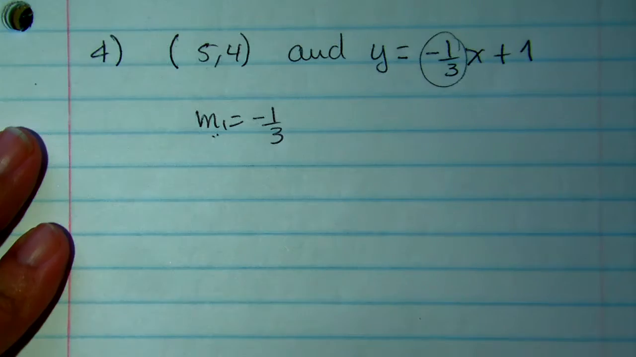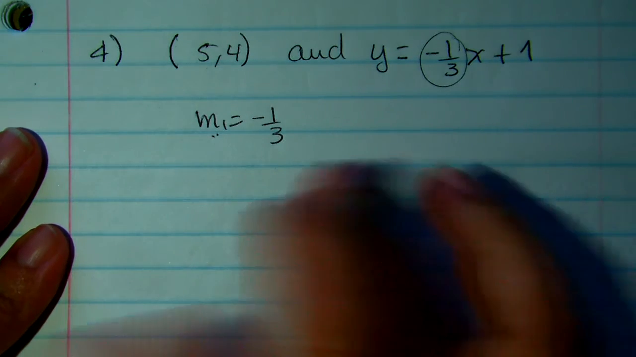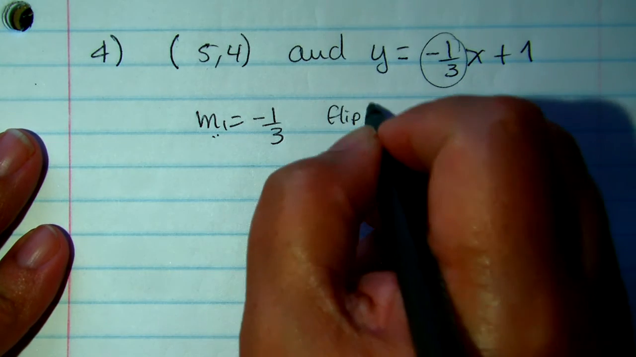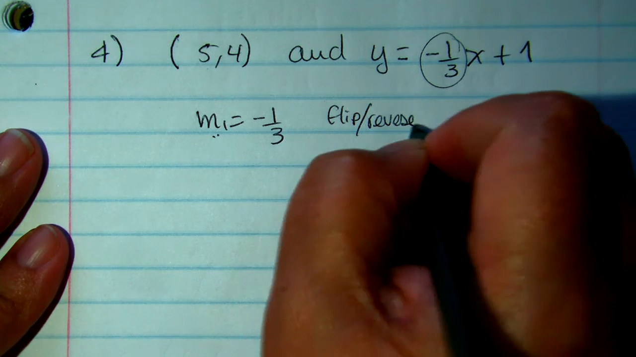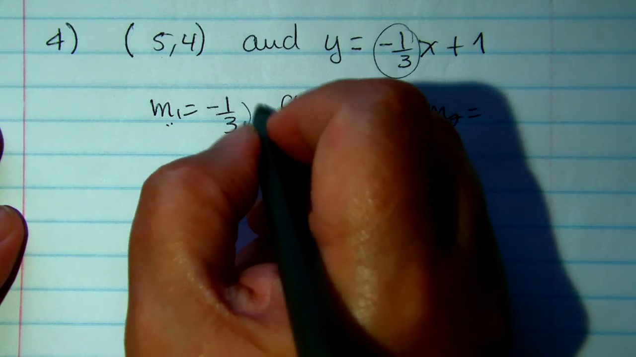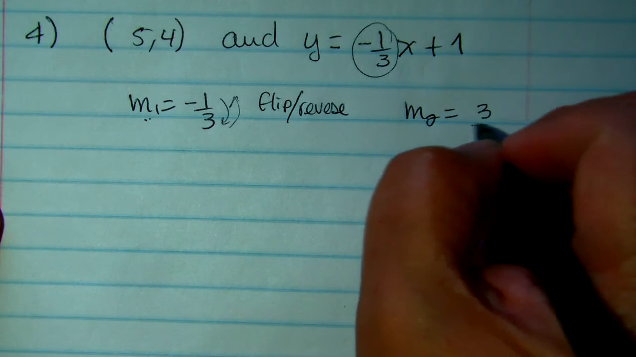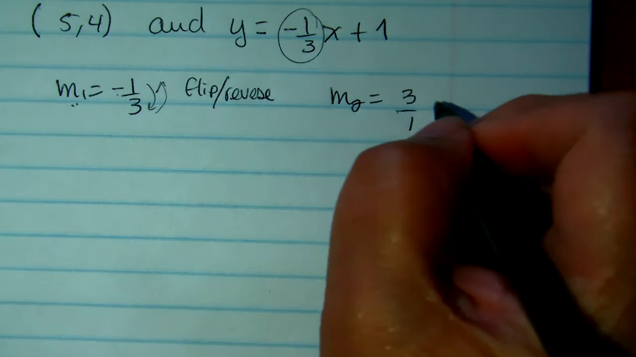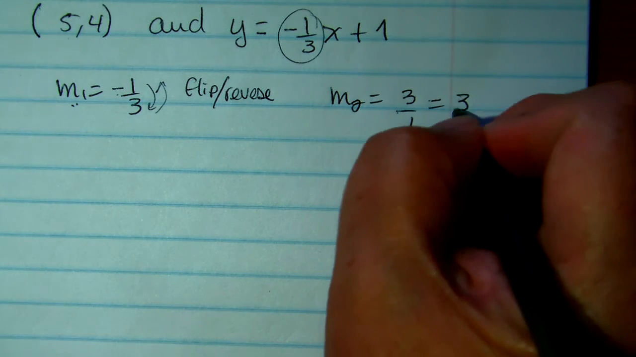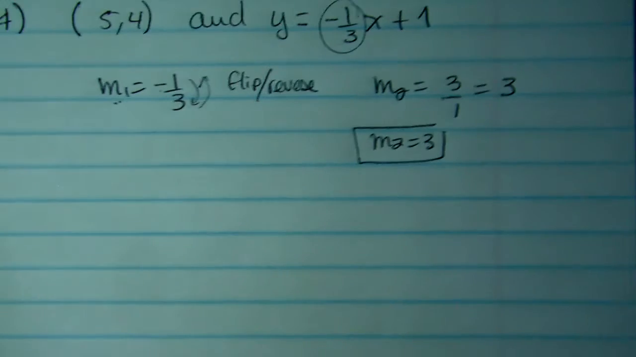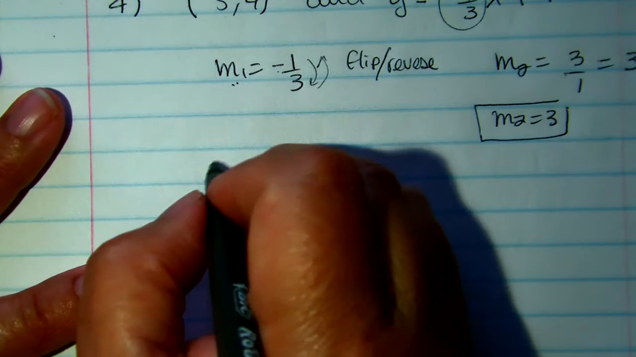This one is ready to be flipped. The numbers are in the form of a fraction, so we can flip it. You do the flip and reverse. And what do we have? The slope of line 2. You flip them. What do you get? 3 over 1. This one is negative, so now this one is going to be positive. But of course, 3 over 1 equals 3. So the slope of line 2 is 3. Positive 3.